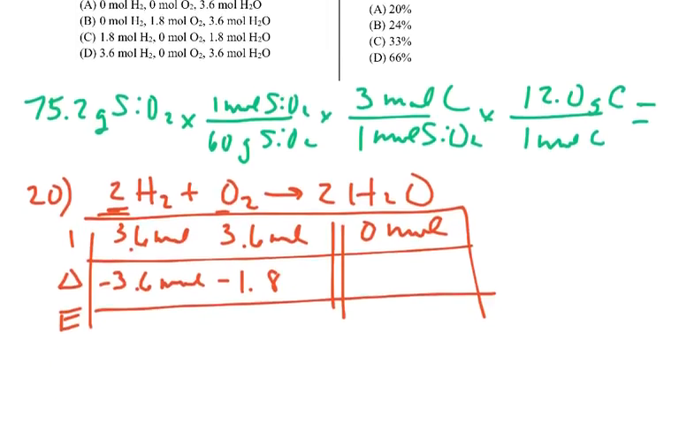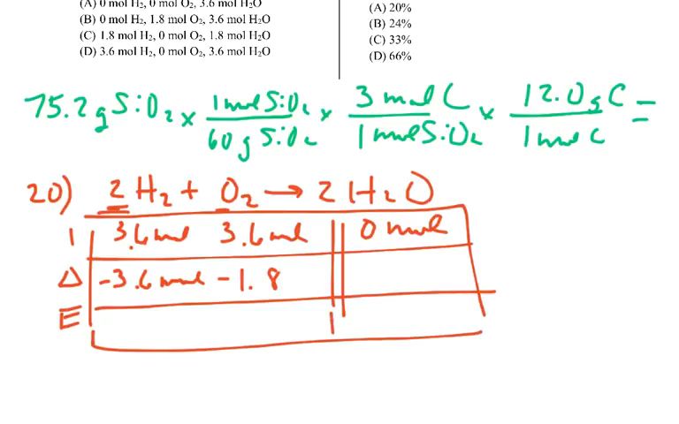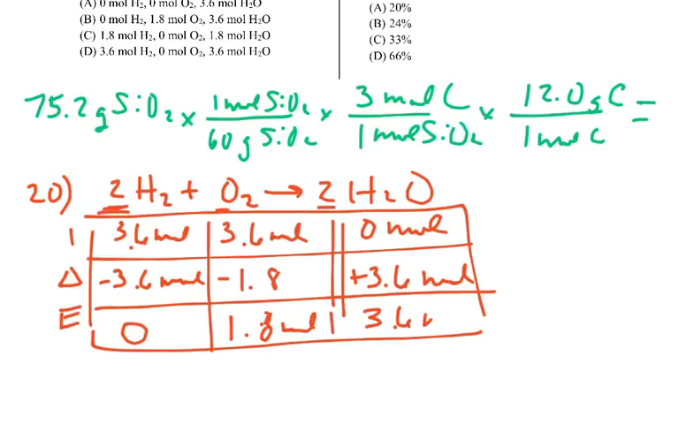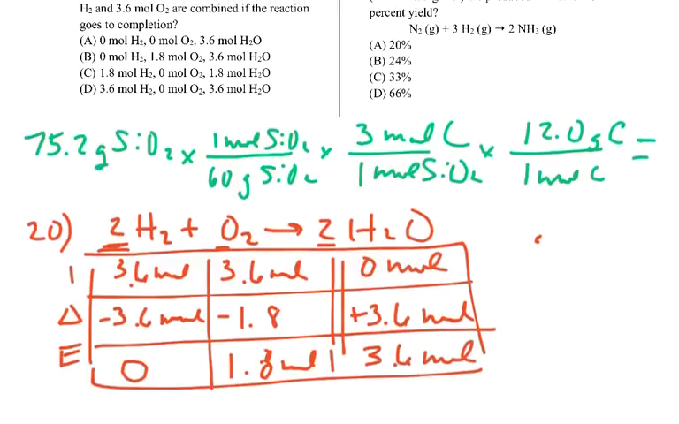And then finally, if I am using up 1.8 moles here, then I must be making some water. So 2 is to 2 as 3.6 is to 3.6. So I'm making 3.6 moles of water. And we can see what we're going to end up with. I'm going to have 0 moles of H2. I'm going to have 3.6 minus 1.8, so 1.8 moles of oxygen. And I'll have 3.6 moles of my H2O. So I need an answer that says 0 H2, 1.8 moles of O2, and 3.6 H2O. That looks like answer B.